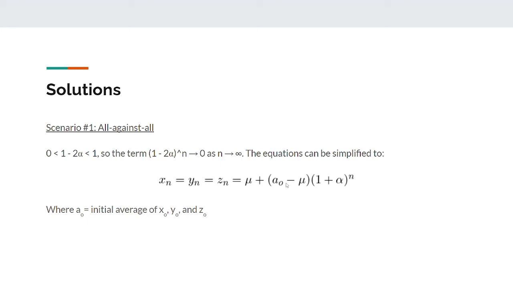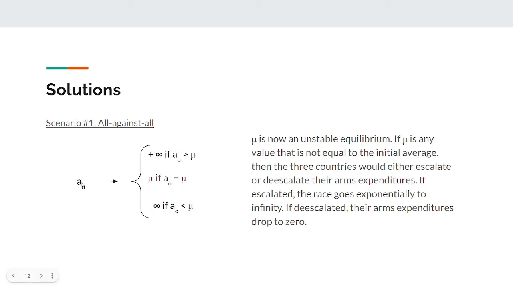So, specifically looking at this term, AN, or the average arms expenditures of the three, goes to infinity if their combined averages are larger than the margin. They approach the margin if their average expenditures equals the margin, and essentially go to zero if this is less than the margin. So mu, in this case, is an unstable equilibrium.